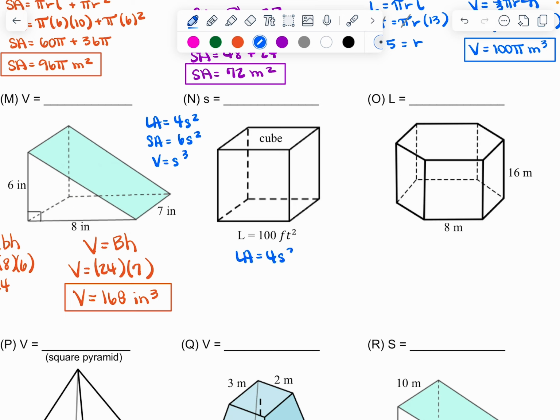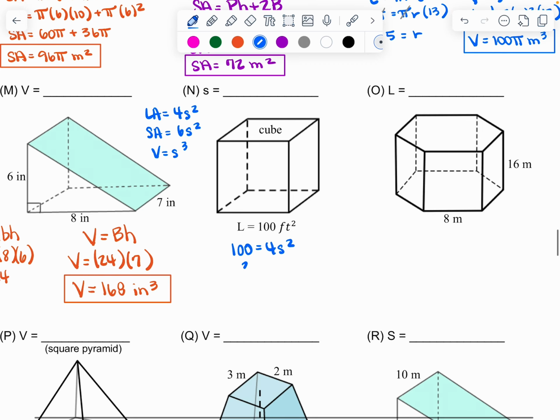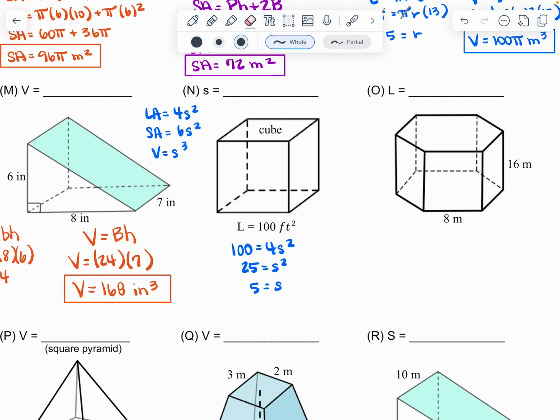So this one is giving us that the lateral is 100 feet. Okay, so clearly I'm going to be using the LA equals 4S squared, and we're going to be plugging the 100 in for the lateral. Well, this is a really easy problem when you know your cube formulas, because all you have to do is divide by 4, and that gives you 25 equals S squared. So we'll square root both sides to solve for S. And so voila, the side lengths are 5 feet.